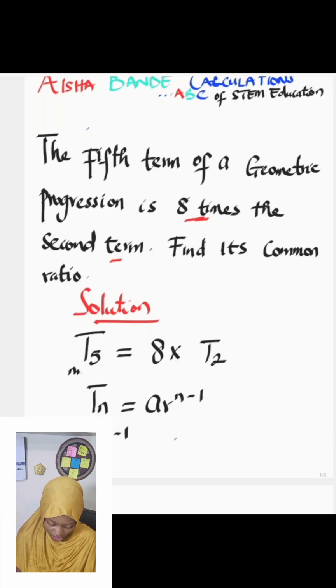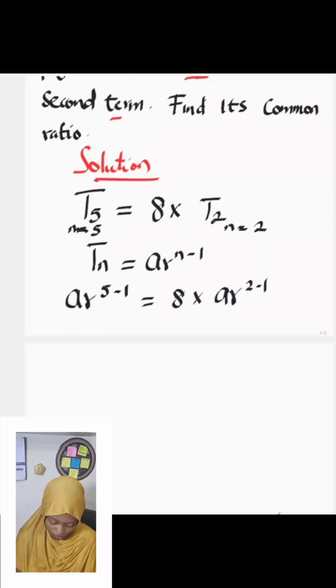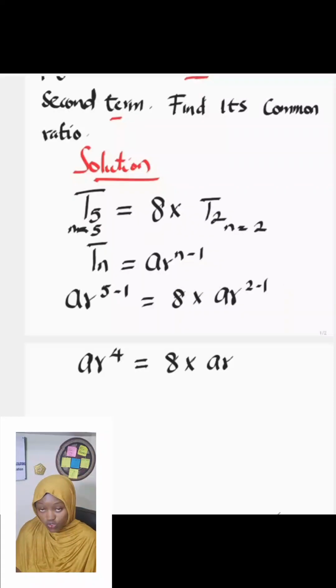Since the value of n here, for T5, n is equal to 5, and for T2, n is equal to 2. So this is equal to 8 times T2, that becomes AR to the power of 2 minus 1. So simplifying further at this point, we have AR to the power of 5 minus 1 here gives us 4. This is equal to 8 times AR to the power of 1. 2 minus 1 gives us 1. And R to the power of 1, same as R, right? So at this point, we have AR to the power of 4 is equal to 8 AR.